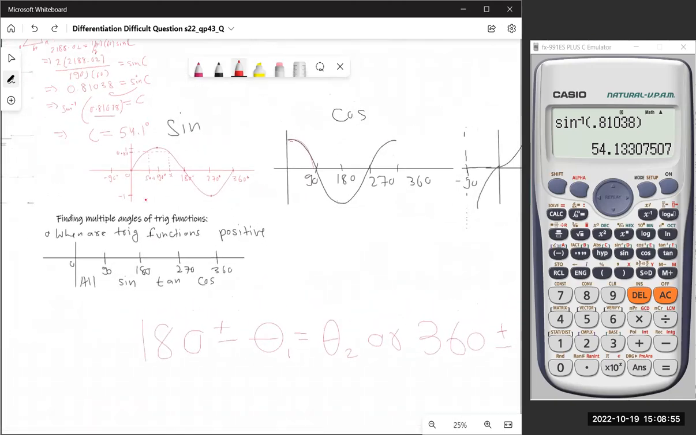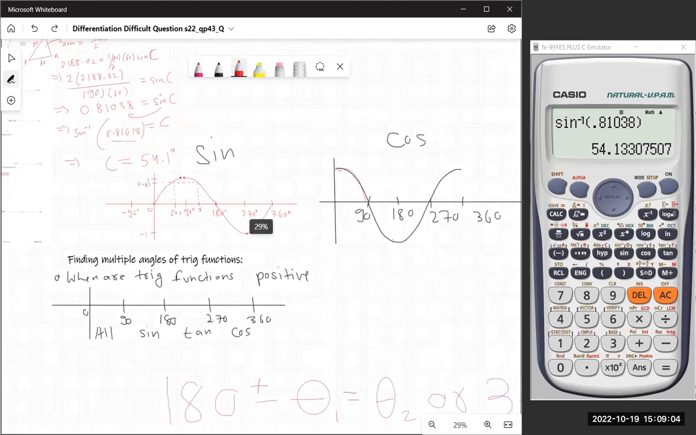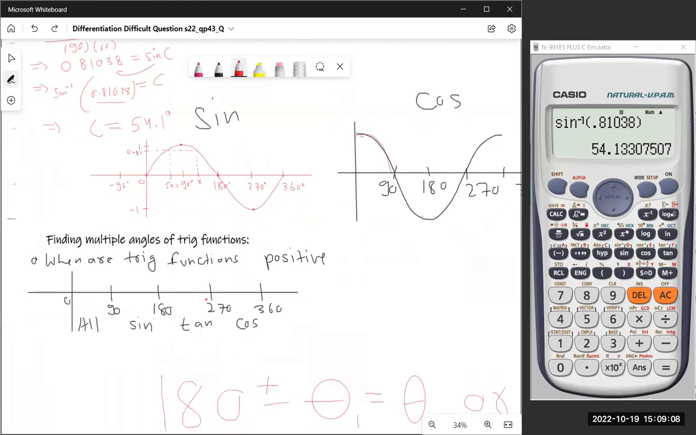But for 90 to 180, cos is below the graph, so it's negative. Tan is also below the graph, so it's negative. But sine is again positive. So sine is the only one positive from 90 to 180. The rest are negative. Fine.